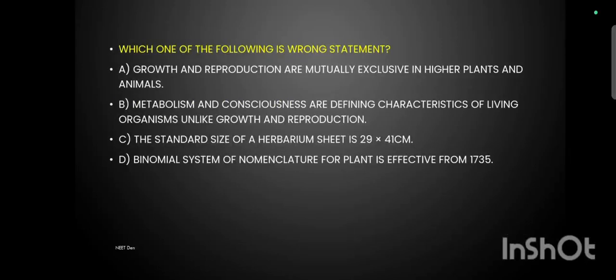Question. Which one of the following is wrong statement? So, the statement A is growth and reproduction are mutually exclusive in higher plants and animals. Statement B is metabolism and consciousness are defining characteristics of living organisms, unlike growth and reproduction. Statement C, the standard size of a herbarium sheet is 29 by 41 centimeter. Statement D, binomial system of nomenclature for plants is effective from 1935. The wrong statement is statement D.